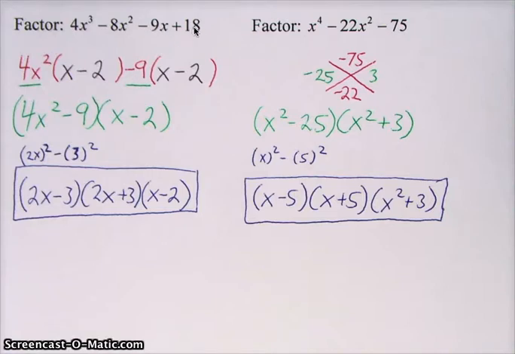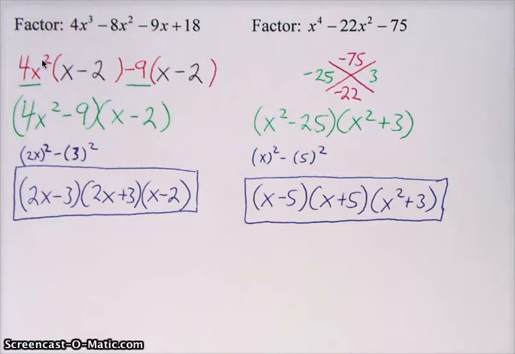Well, negative 9 goes in both those. So when you pull your 4x squared out of these two, you're left with x, because 4x squared times x is 4x cubed. 4x squared times negative 2 is negative 8x squared. And then here, when you pull out the negative 9 out of both of these two, negative 9 times x is negative 9x. Negative 9 times negative 2 is positive 18.